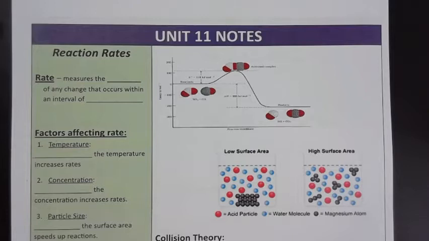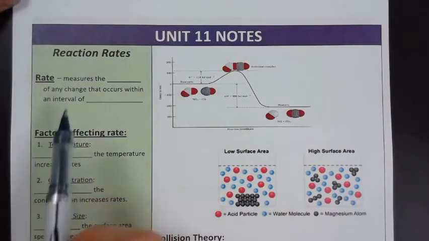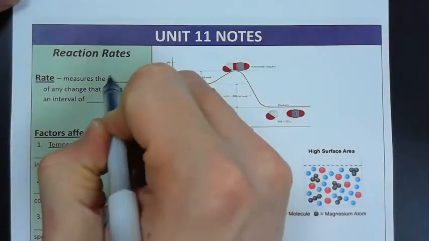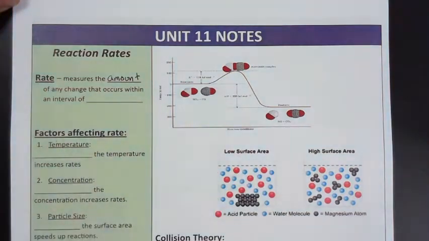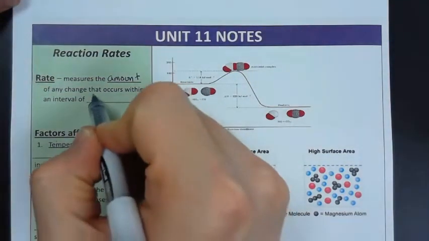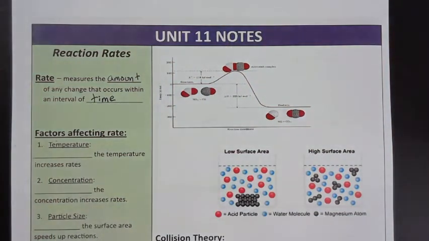So, in general, when we talk about anything referring to a rate, we're measuring the amount of any change that occurs within an interval of time. So, the most common rate example is speed in your car. You drive a certain number of miles over a certain amount of time, and there was a certain rate or speed that allowed that to happen.